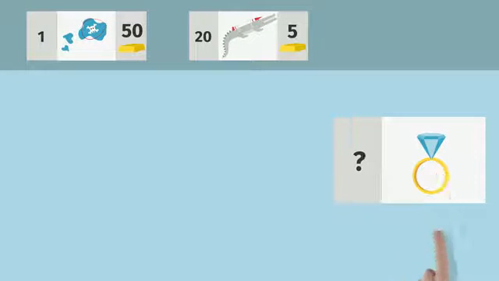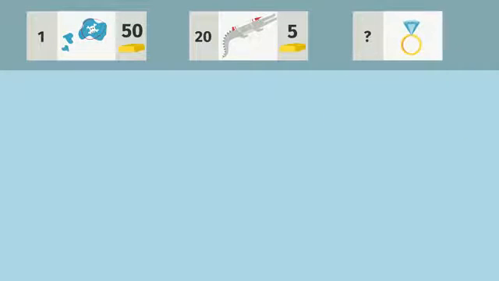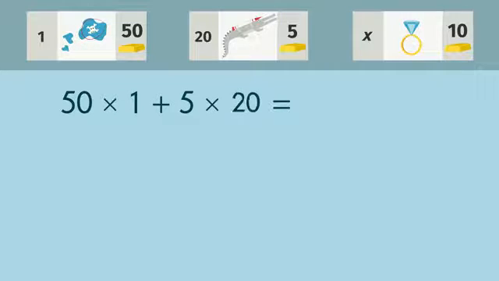He wonders how much bling he can put on the ring if each diamond costs 10 gold bars each. Let the number of diamonds equal x. Let's write an equation. On the left side of the equal sign, write the price of his private island times the number of islands, 50 times 1, and add the price times the number of rocket crocs he plans to sell, 5 times 20. On the right side, write the cost in gold bars, 10, times the unknown amount, x, the total number of diamonds he can put on his mom's ring.